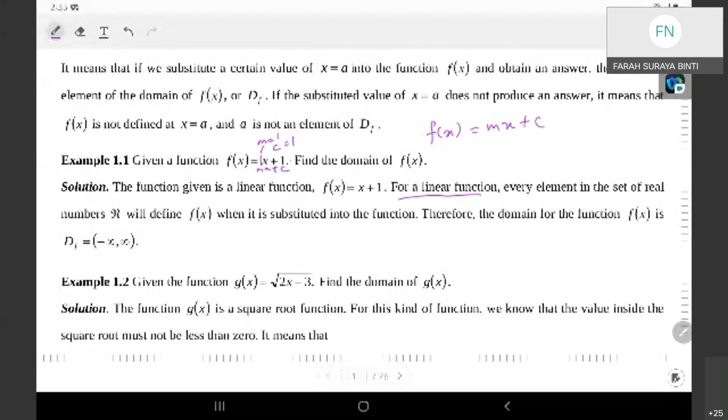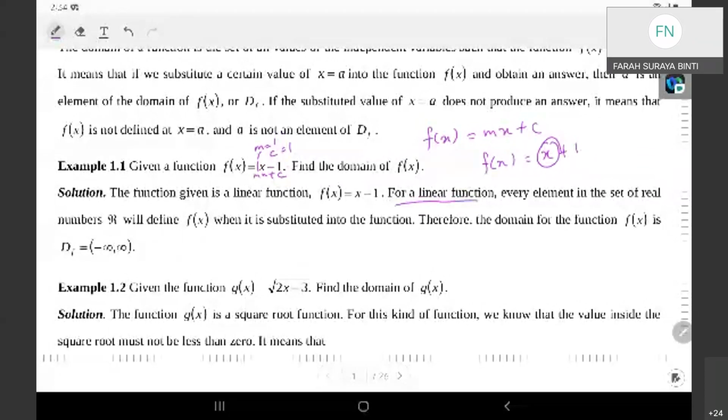Okay, you can try for any value of x. For any value of x, if you substitute in this function, you can obtain an answer. Kita maksudnya tak akan dapat jawapan yang error tu. Function dia x plus 1. Okay, x ni awak bayangkan kalau awak masukkan any negative numbers, any positive numbers, and also for zero, any decimals and fractions, and then plus with 1, so you will have an answer.